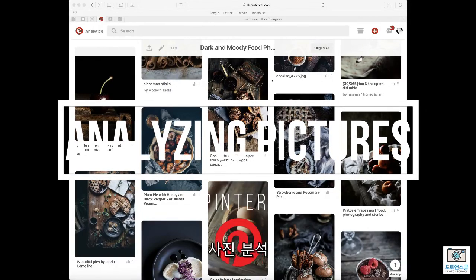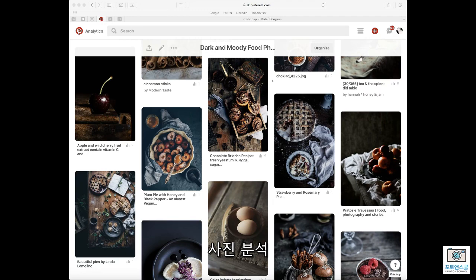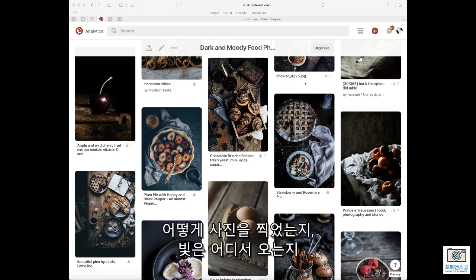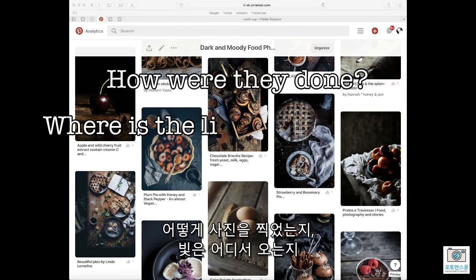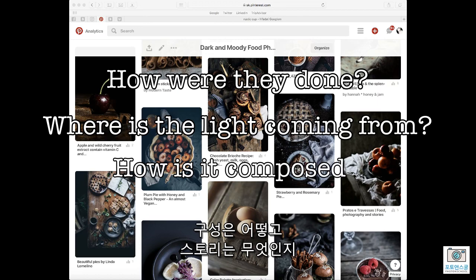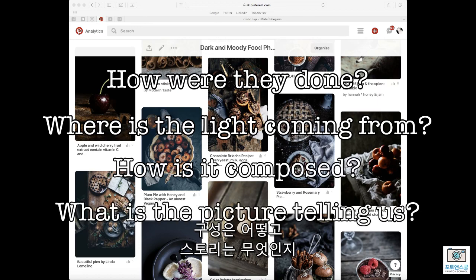Analyzing pictures. Before we start, we are going to look at some pictures and try to figure out how they were done, where the light is coming from, how the composition is done, and what the scene is telling us.